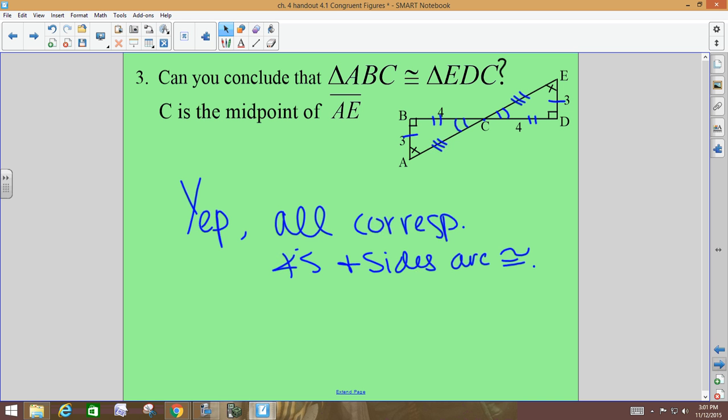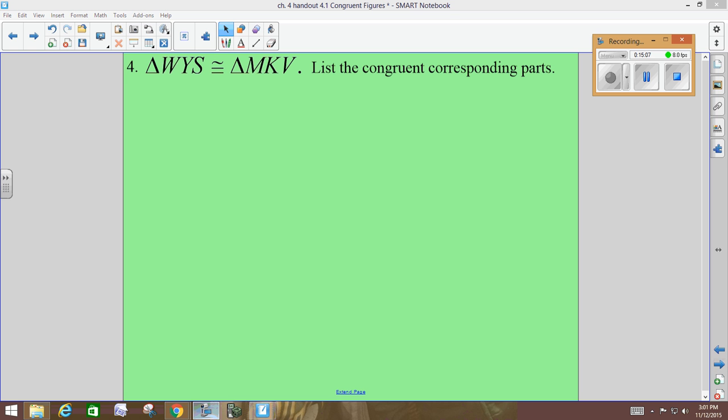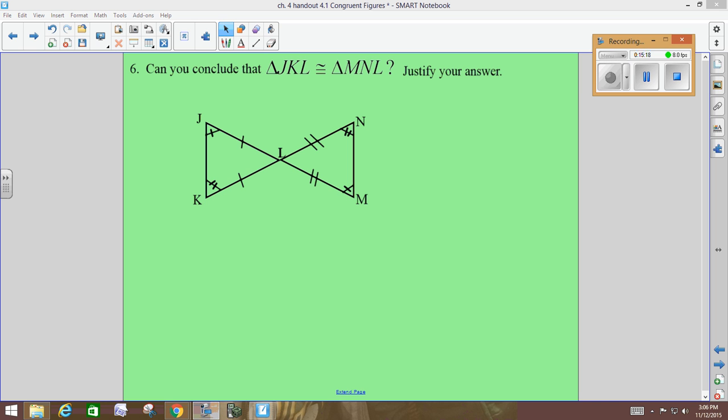So we've got to show that all parts are congruent. After you have that copied down, go ahead and flip it over. Excuse me. And do number 4. It says list the congruent corresponding parts. Yours also says to use 3 letters when naming the angles. Just cross that sentence off. 6. Can you conclude that triangle JKL is congruent to triangle MNL? Justify your answer.